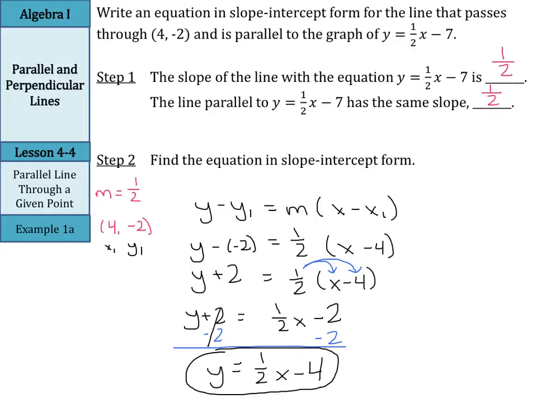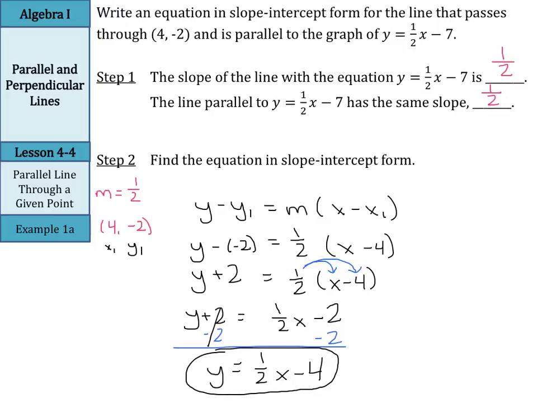So that's our answer. When we take a look at what we did, we established that the slope of the given line was 1/2, and so the slope of any line parallel to it is also going to be 1/2. We then took the point and that slope, wrote our equation in point-slope form, and distributed and simplified in order to get it into slope-intercept form.